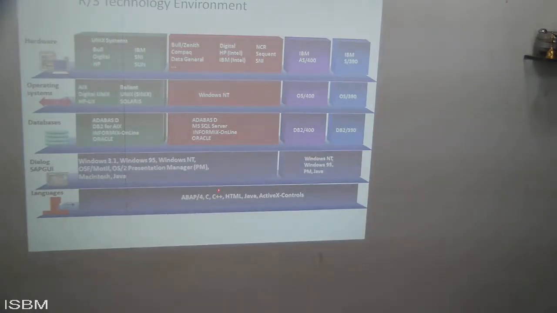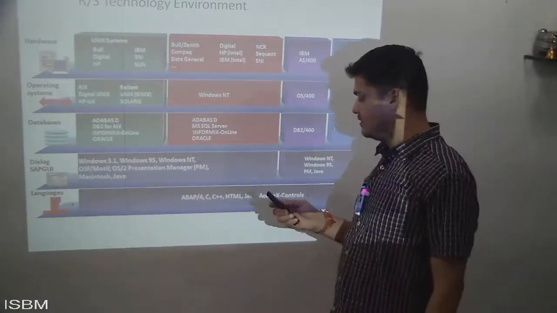Then which languages can we use? ABAP, C, C++, HTML, Java, ActiveX Control. See, ABAP 4, where 4 stands for fourth generation language. So ABAP 4 is used in SAP. This is the technical side of what we have learned till now.